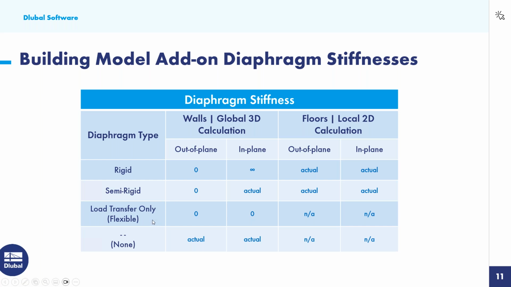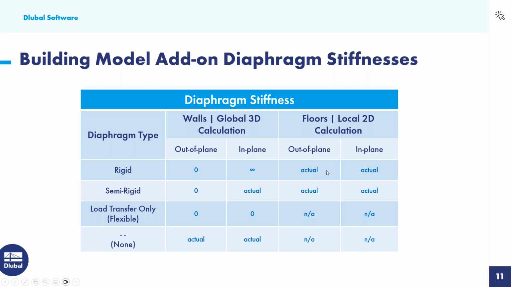Then we also have the load transfer only, otherwise known as the flexible diaphragm. And for both out-of-plane and in-plane, the stiffness is set to 0. And this is the entire intent of a flexible diaphragm. It doesn't add stiffness to the global 3D model. Rather, we use it to distribute loads only to the elements that it's attached to. And finally, we have here no diaphragm defined, in which case the out-of-plane and in-plane stiffnesses will be set to actual. You can think of this as just a general FEA calculation. Whatever you have input for that surface will be used for the global 3D calculation, no modified stiffnesses.